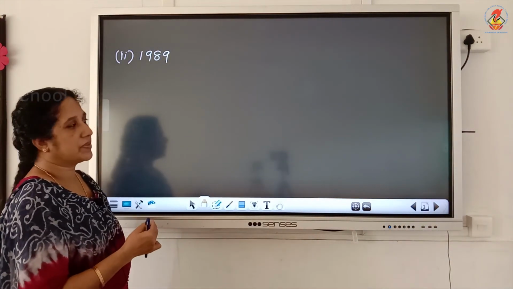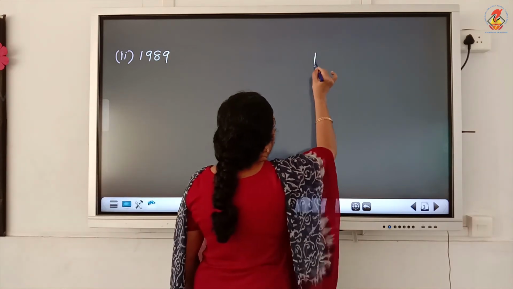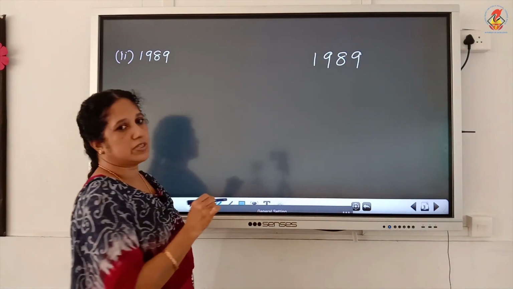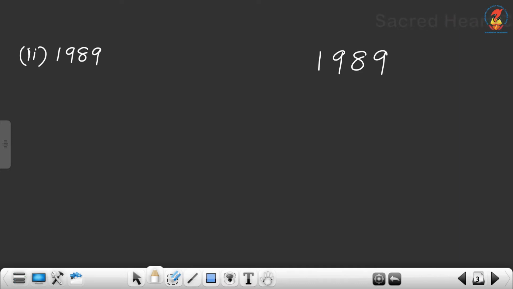Now next one, 1989. Try to find out the square root using division method. Starting from the digit at ones place, you have to place bars over every pair of digits. Then 19 and 89. Then think of the largest number whose square is less than or equal to 19.